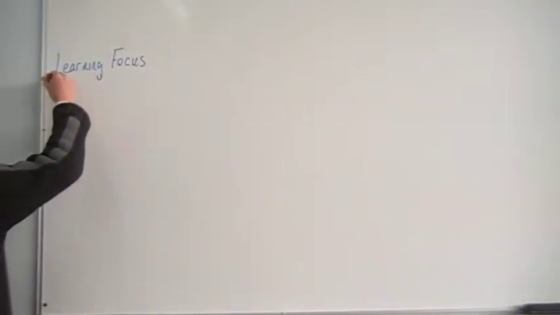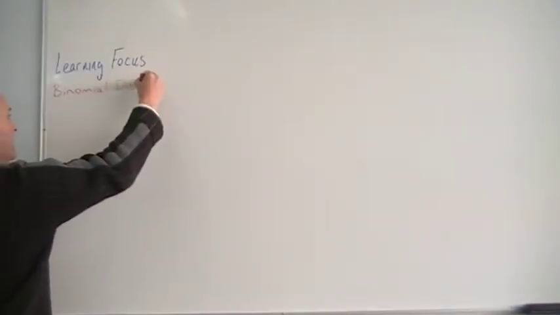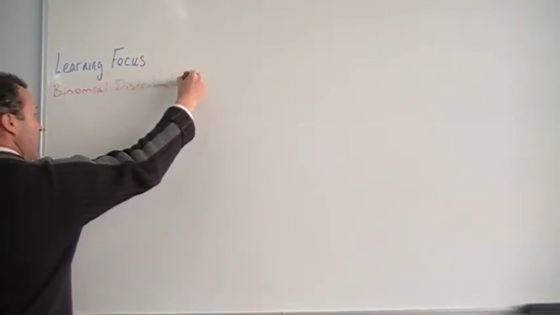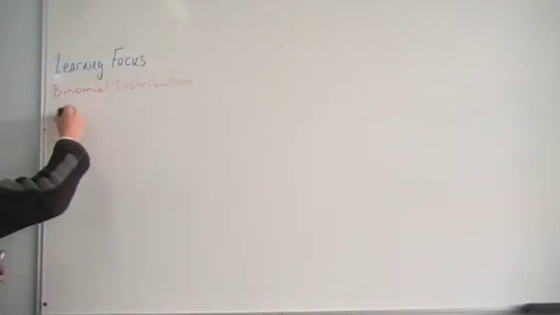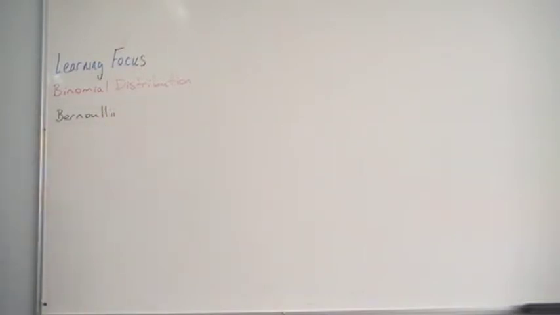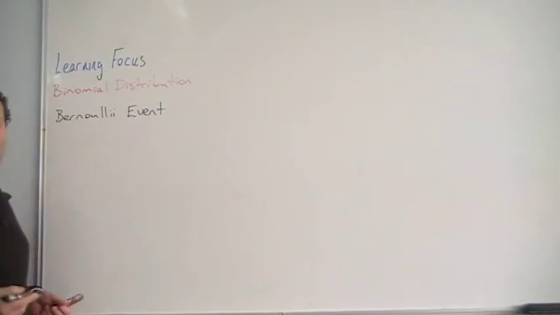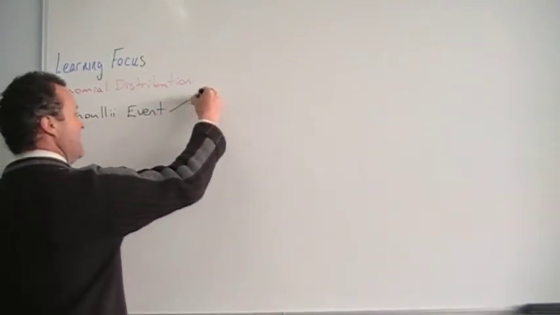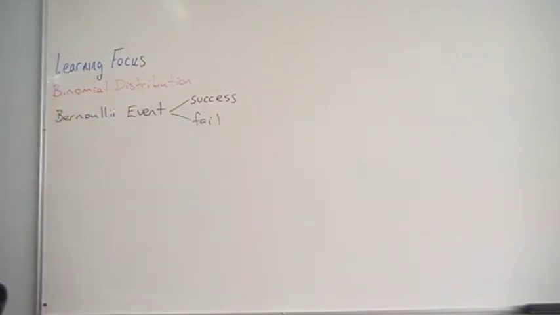Today's learning focus is the binomial distribution. And your first word for the day, you won't see it a lot, but you might see it, is Bernoulli. I think I spelled it right. It's sort of like a pasta, but not. So a Bernoulli event has two outcomes. It's either a success or a fail. It's one or the other.